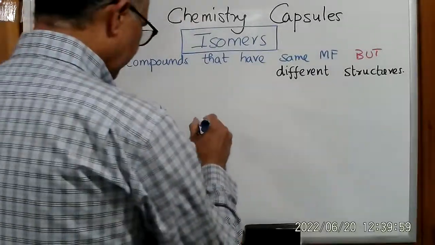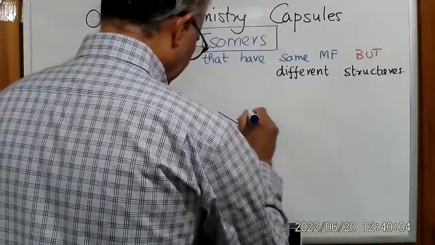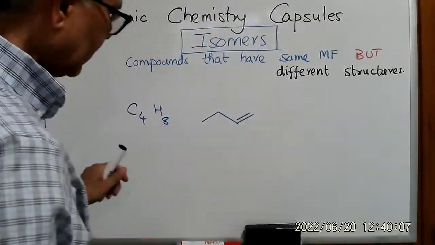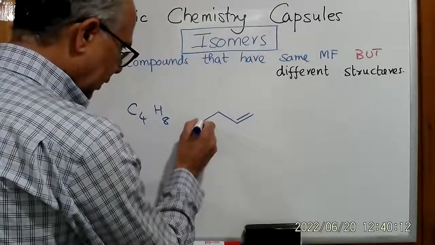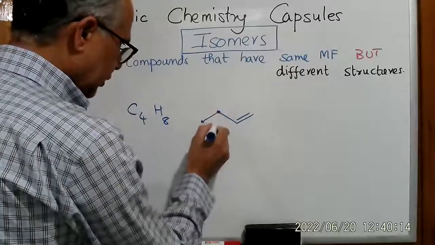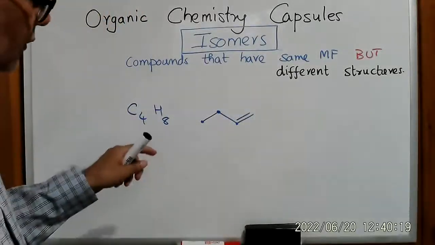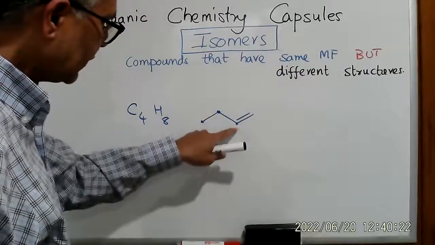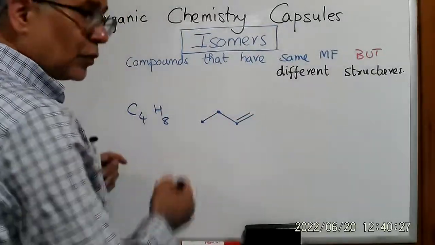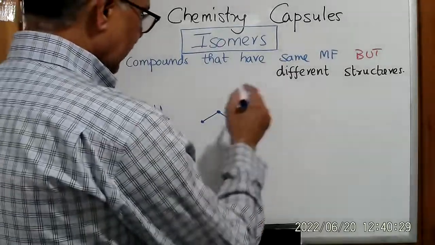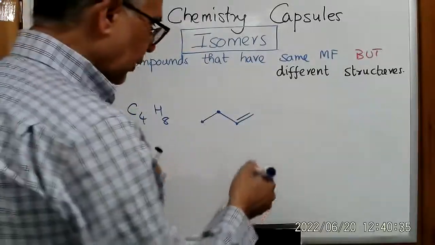I'll draw the first one: carbon 1, carbon 2, carbon 3, carbon 4, and I put a double bond there. So for C4H8, carbon 1 has 3 hydrogens, carbon 2 has 2 hydrogens, then 1 hydrogen, then 2 hydrogens. 3 plus 2 is 5, plus 1 is 6, plus 2 is 8 hydrogens total. So the structure satisfies the molecular formula C4H8. Now, this is one compound. It's a unique compound.